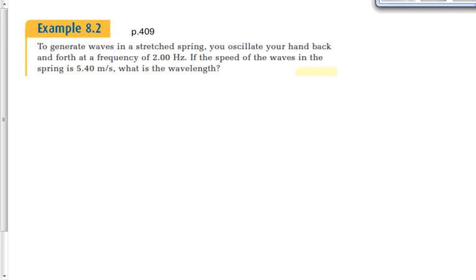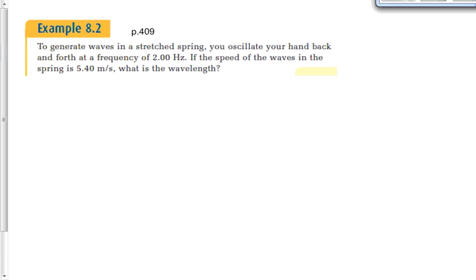Let's take a look at an example here. Page 409, example 8.2 says, to generate waves in a stretched spring, you oscillate your hand. What does oscillate mean again? Simple harmonic motion, back and forth. You oscillate your hand back and forth at a frequency of 2 hertz. If the speed of the waves in the spring is 5.4 meters per second, what's the wavelength? It's a pretty straightforward question, I think, right?